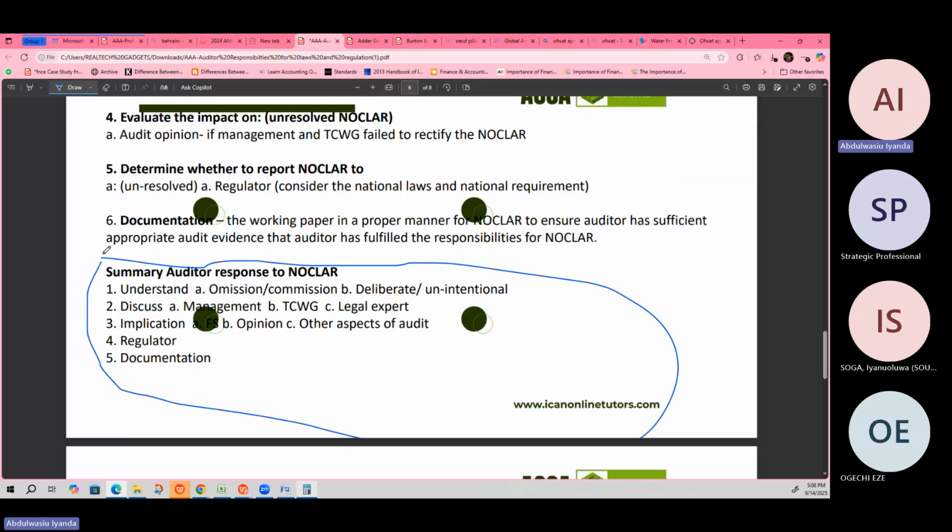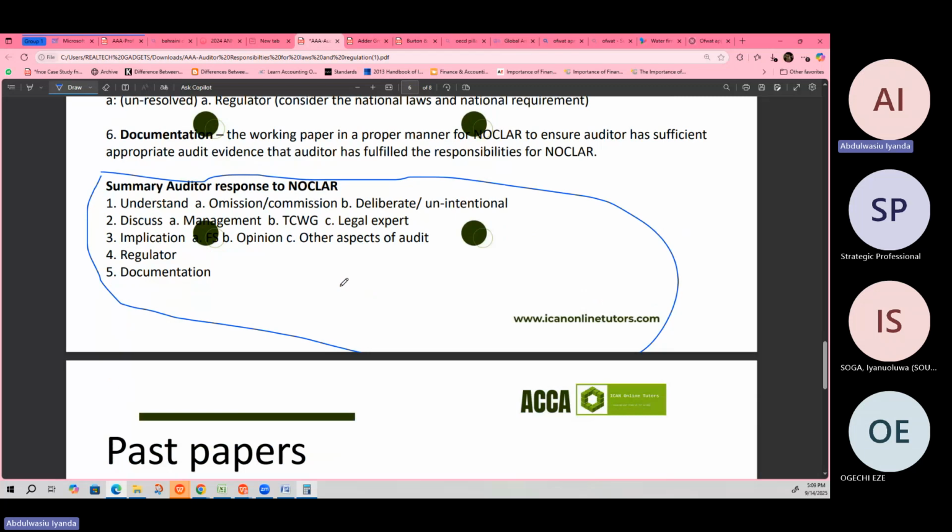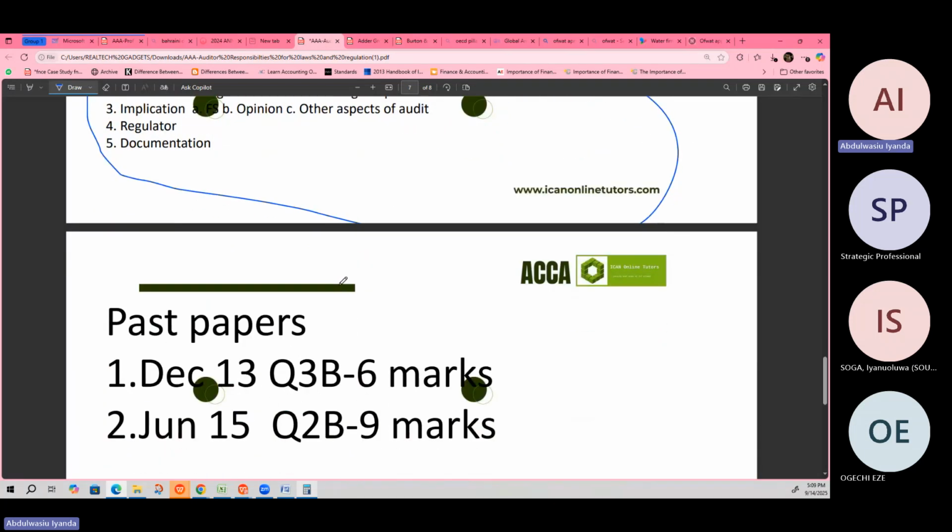So these are the steps. These are some of the responsibilities that you, as an auditor, are expected to follow when it comes to non-compliance. And this is a very, very crucial aspect in your audits.